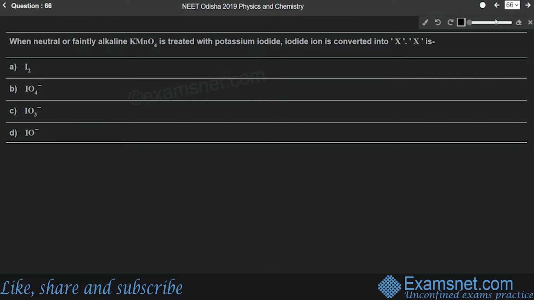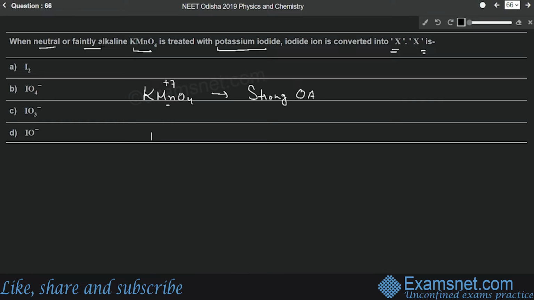Question number 66 is related to redox reaction, and the question is, when neutral or faintly alkaline potassium permanganate is treated with potassium iodide, iodide ion is converted into X, then X is? So we know that potassium permanganate, that is KMnO4, is a strong oxidizing agent. What is the oxidation state of manganese? +7. And it is a strong oxidizing agent. That means it will oxidize others and get itself reduced.